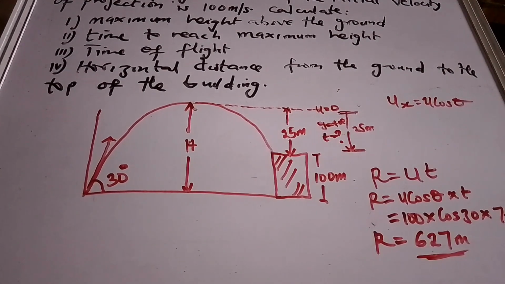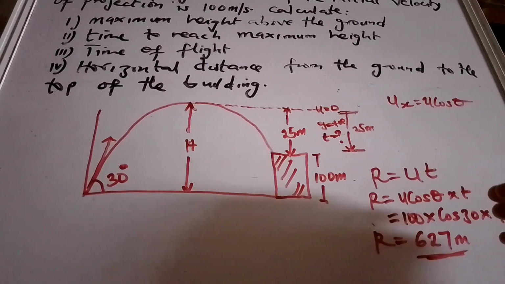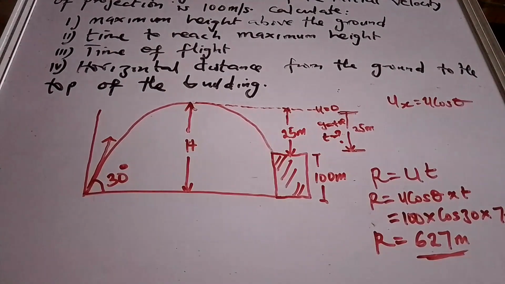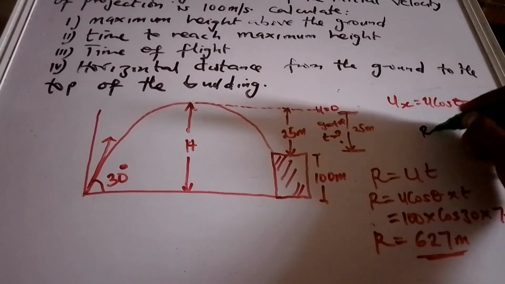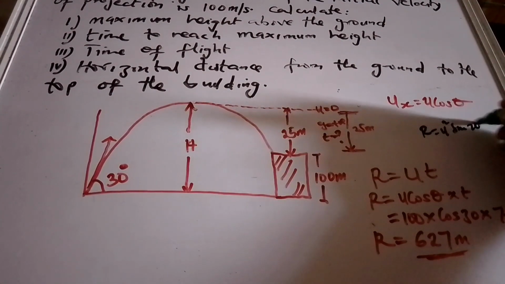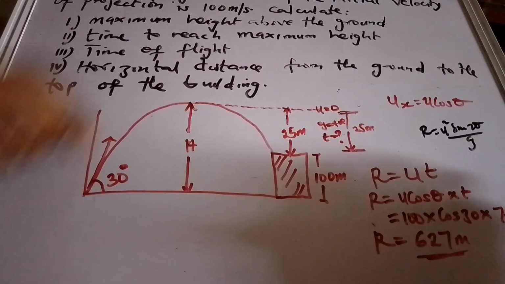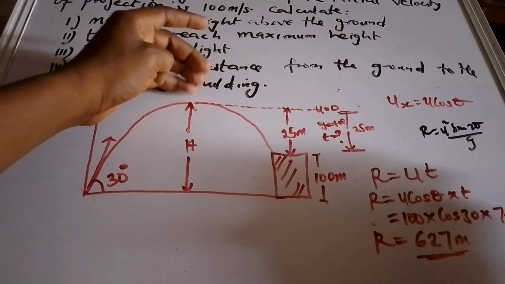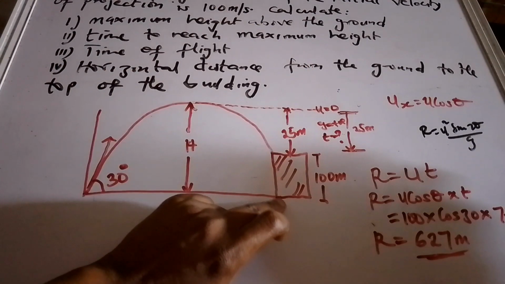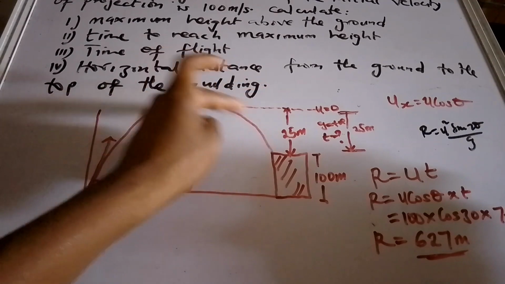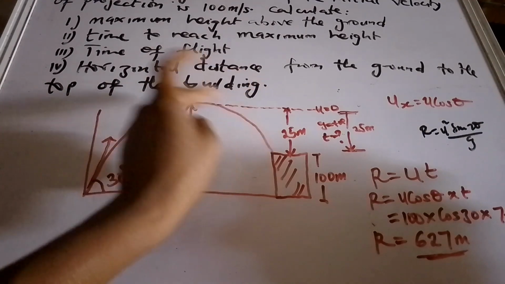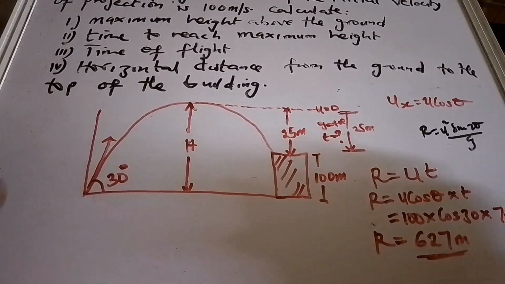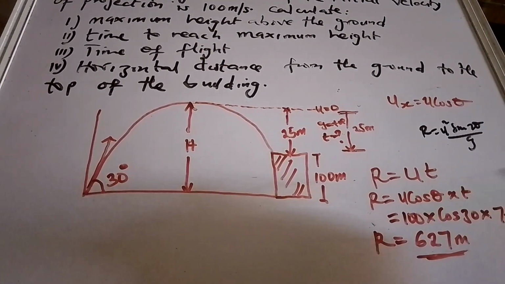In this case, we are not going to use the formula r equals u squared sine 2 theta over g, because this formula is only meant for projection that lands on the same horizontal level. But when we look at this one, though truly it's a vertical projection, it does not land on the same horizontal level. So from here to here, it's like saying we have a horizontal projection. It's partly horizontal, so we have to split this into two parts and analyze it. That's why we are using this formula r equals ut.